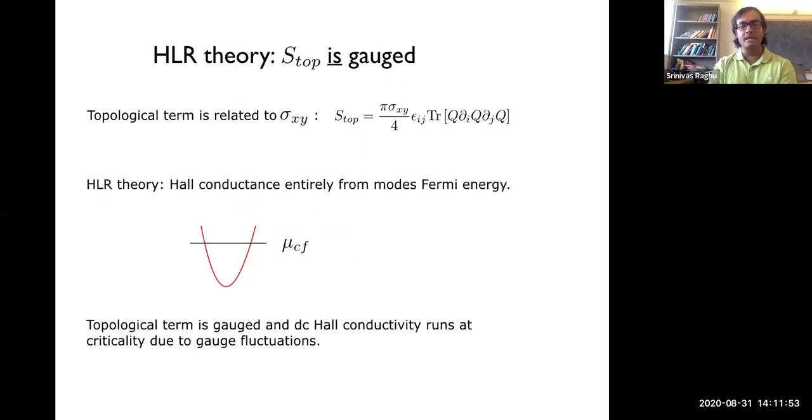By contrast, if we repeated this exercise with the HLR theory that I alluded to in my talk, in this theory, Hall conductance is entirely from the light modes at the Fermi surface. And so here you would have a gauged topological term. Okay, so this is the distinction between the Dirac composite fermion theory and the HLR theory, in the form of their topological terms in the presence of gauge fluctuations. What this means is that in the HLR theory, the Hall conductivity is a running coupling at criticality, whereas in the Dirac composite fermion theory, at criticality, sigma xy is -1/2 and it doesn't run.